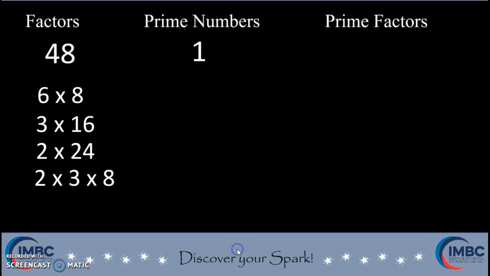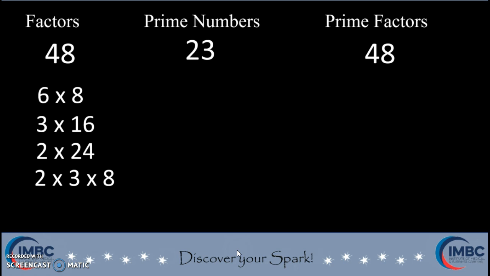Here's a list of the first 10: 1, 2, 3, 5, 7, 11, 13, 17, 19, and 23. Those are all prime numbers. So now that we know what a prime number is, let's go ahead and factor 48 with prime numbers.